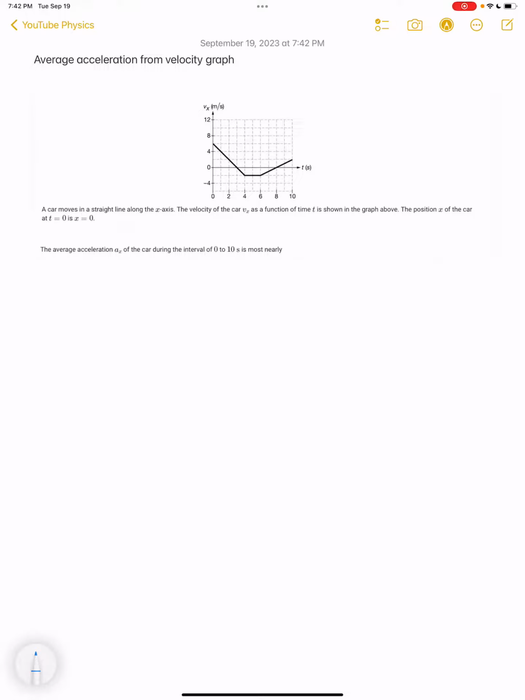This is another really important question, also using the graphical method to find acceleration. So you're given velocity versus time.